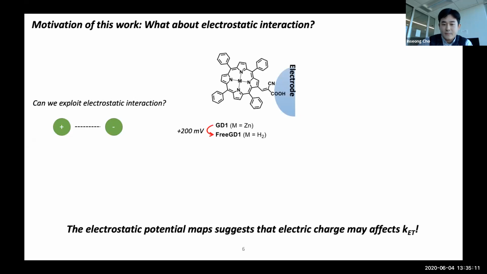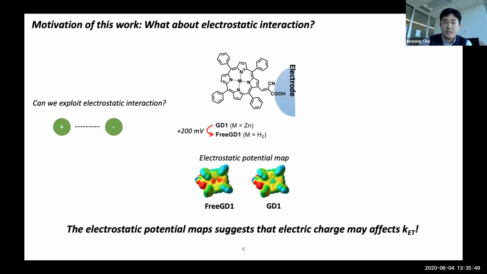And it is possible to incorporate metal ions into porphyrin, and that doesn't change the physical dimension very largely, so we can change their redox potentials but keep the physical dimension quite the same as before. For example, if you insert zinc ions into the porphyrin cavity, we can change the redox potential of the molecule by about 200 millivolts, but it doesn't change the physical dimension that much.